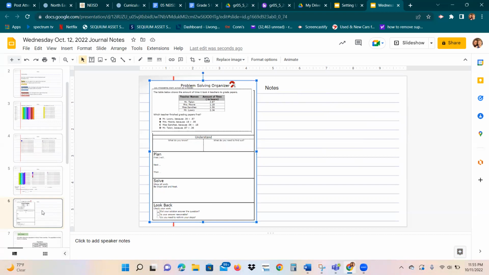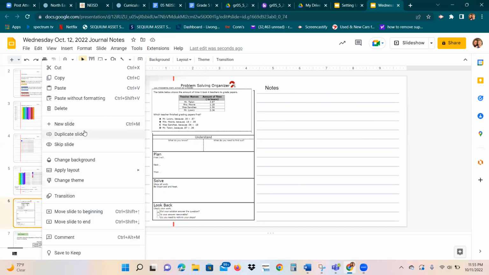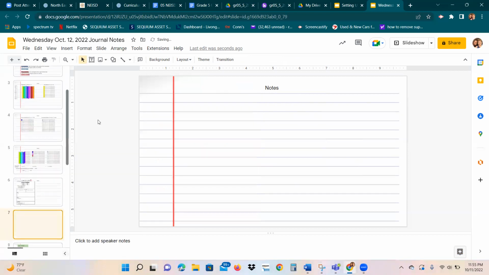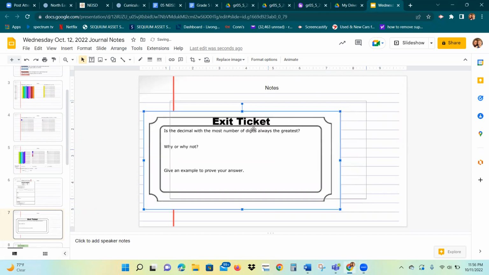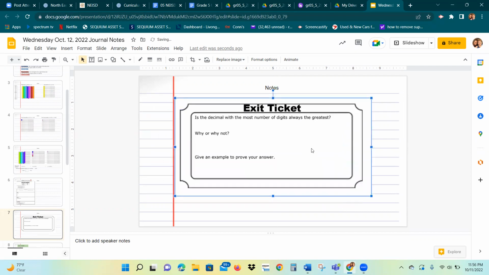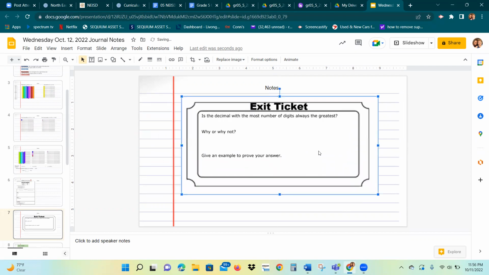Then the last thing that you're going to complete once you've done this activity is she's going to give you your exit ticket. And this is your exit ticket. You're going to need to glue it. It's not as big as this. It's much smaller. So you can just glue that into your journal. You can do it horizontal. If you're wanting to do vertical, that's up to you.